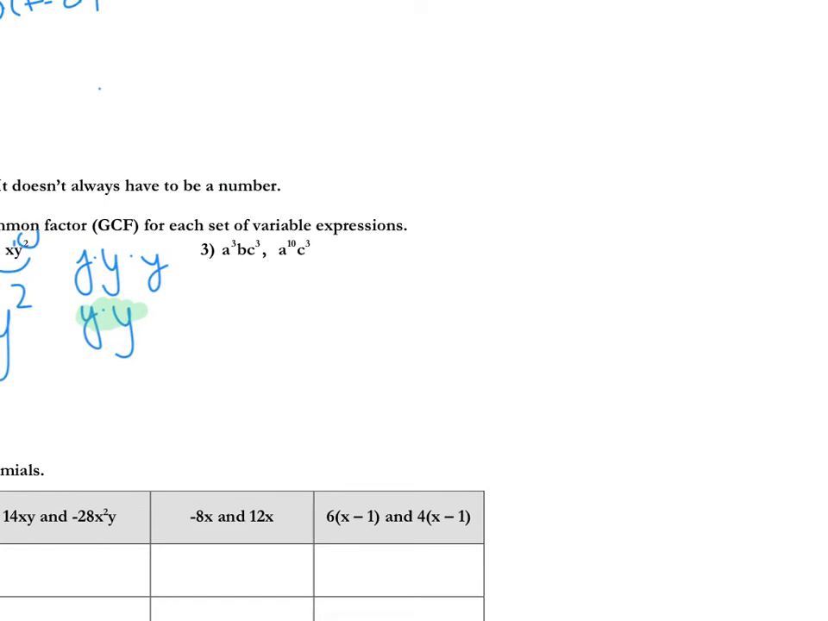Okay, and then the last one, so we look at a. We have a to the 3rd, b. We need to take it into consideration even though it's not in this multiple. And then c to the 3rd.